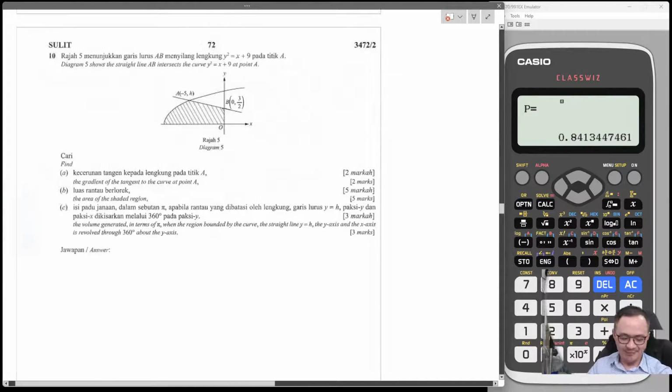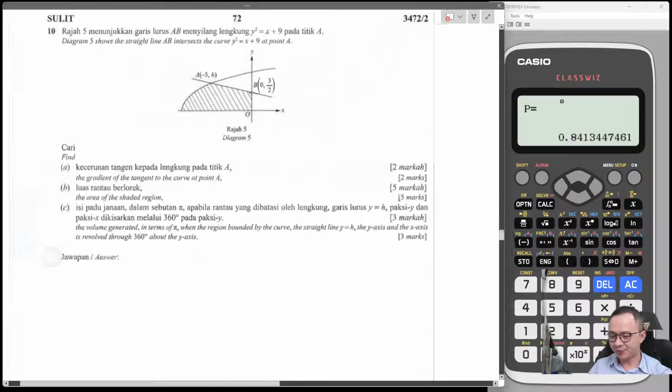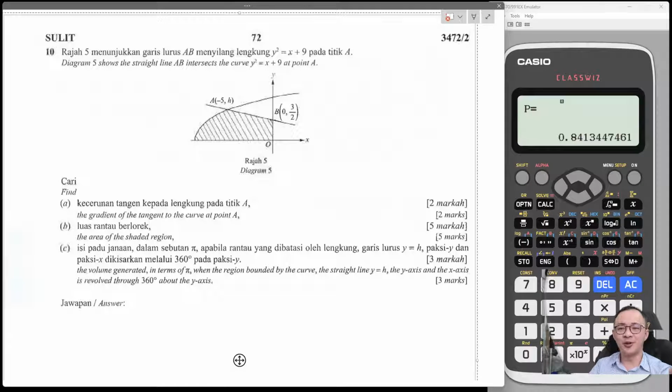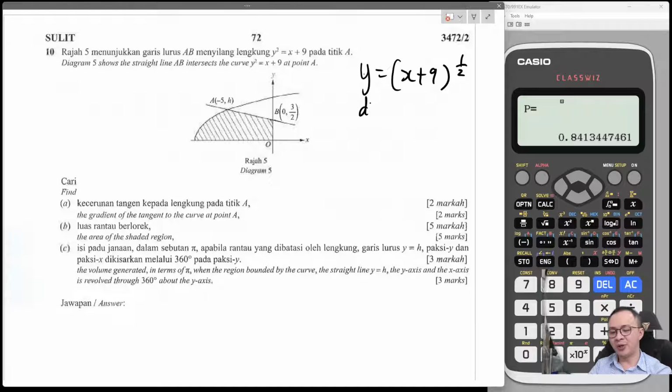Okay, number 10. So we have a straight line AB that intersects with y squared equals x plus 9 at a point A. So for the gradient of the tangent at point A, it's quite easy, we have the x already, right? So y will equal the square root of this thing. So we want to do dy/dx: power move to the front, copy this one.